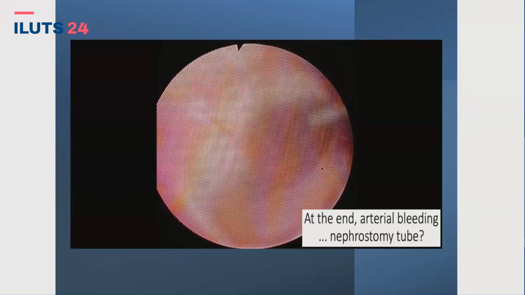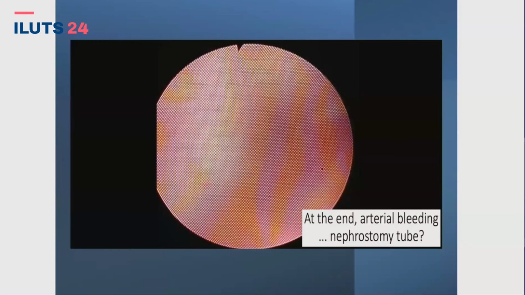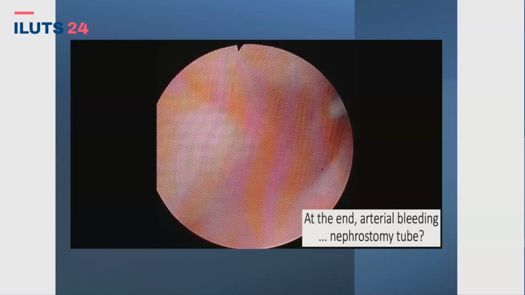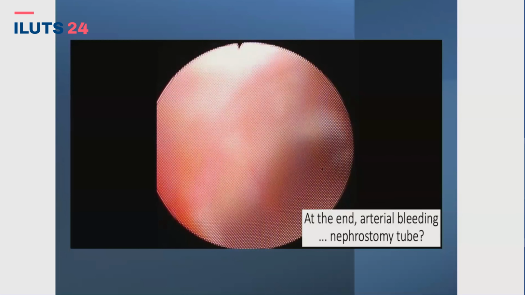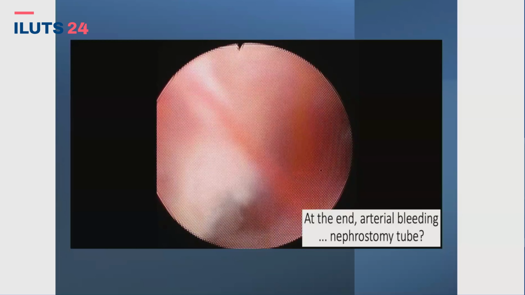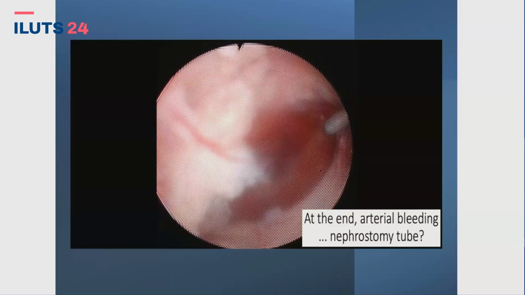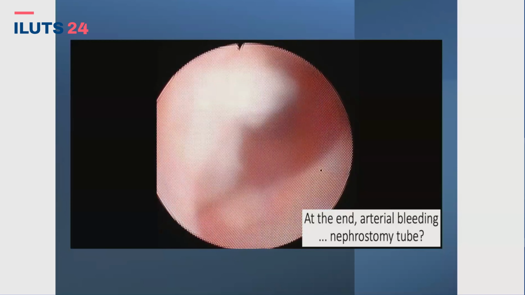I don't know if you can see here, because the image is dynamic, but here you can see there's a jet. We will restart the video to see better, but you can see a jet. It's an arterial bleeding, an arterial jet coming from the tract. Can you restart the video, please? Play the video. Let's see here. You can see the jet. Here. Yeah. Stop the video, please. Here you can see it better.